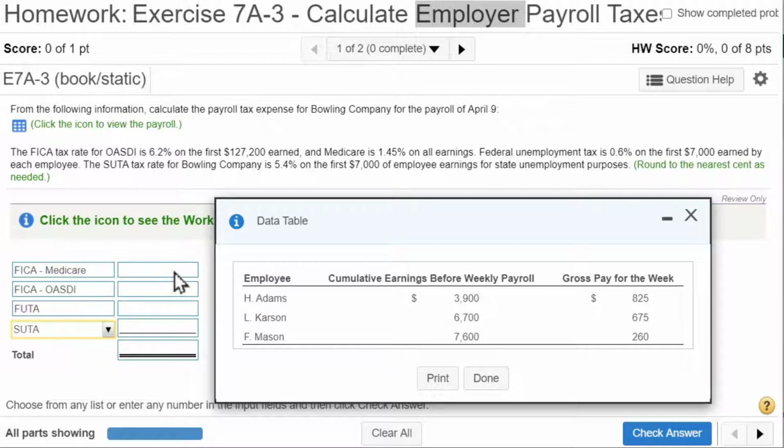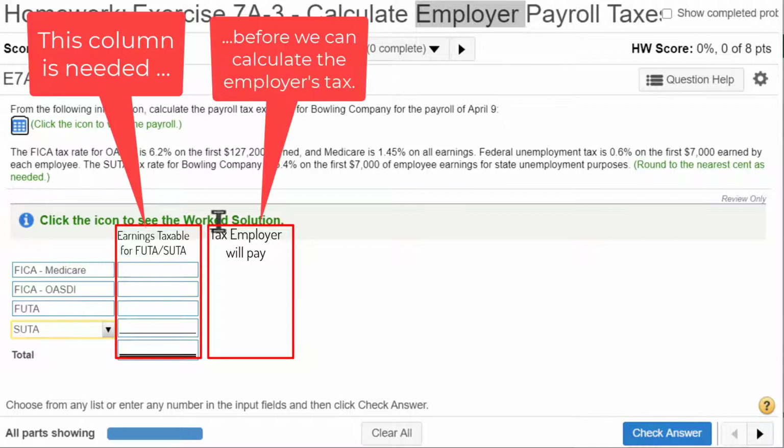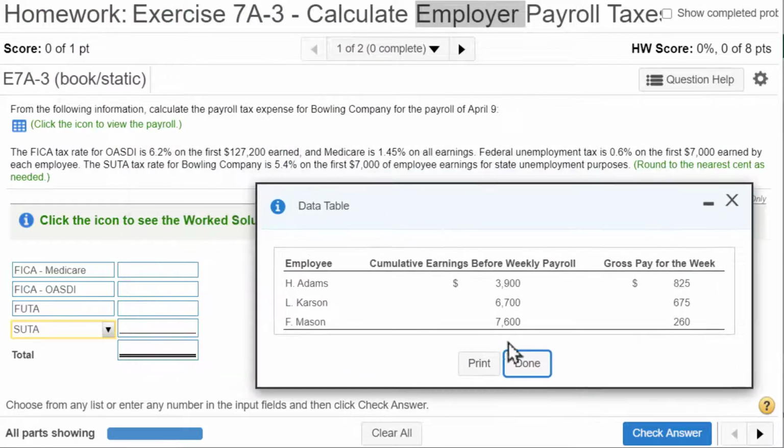Now, what they should have done is they should have given us a column for taxable earnings for FUTA and SUTA, because remember, the wage base for FUTA and SUTA is 7,000, and we've got some employees that are very close. One person is over, this person is very close, and this person is not going to be over. So we should have a column that says taxable for FUTA and SUTA, but the authors did not provide that for us.